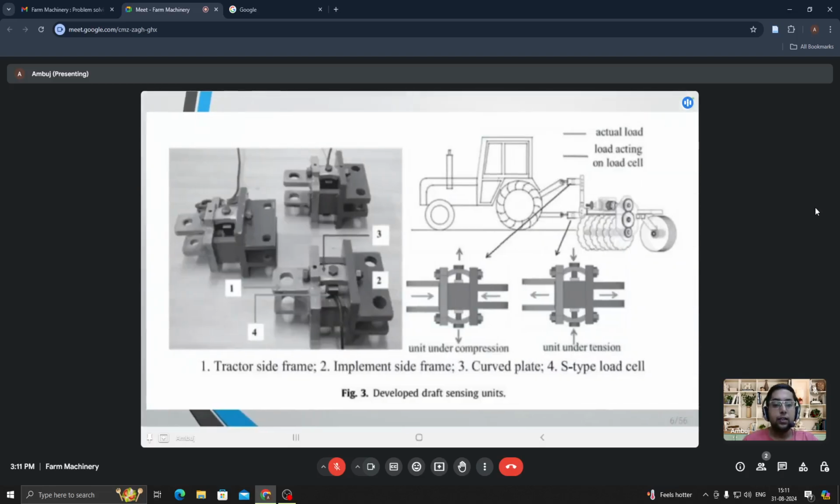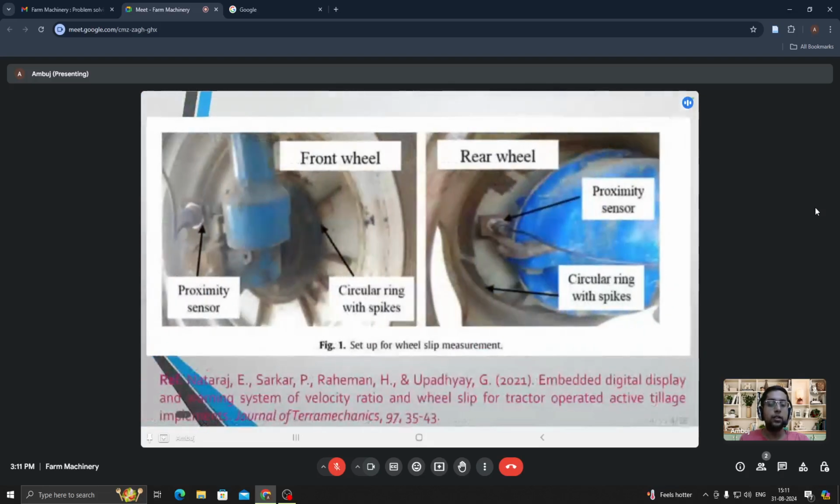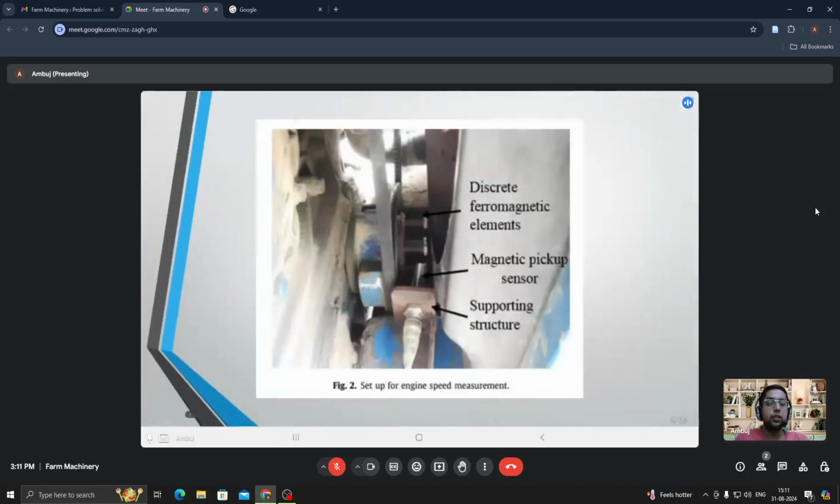Then see here, they have developed draft sensing units. Several draft sensing units have been developed for the top link, left link, and right link. You can see here, and then they have made the entire circuit diagram for this purpose. There is an embedded digital display and warning system for the slip and velocity ratio. Velocity ratio in the case of an active tillage implement, for example a rotavator: a system of velocity ratio and wheel slip for a tractor operating an active tillage implement.